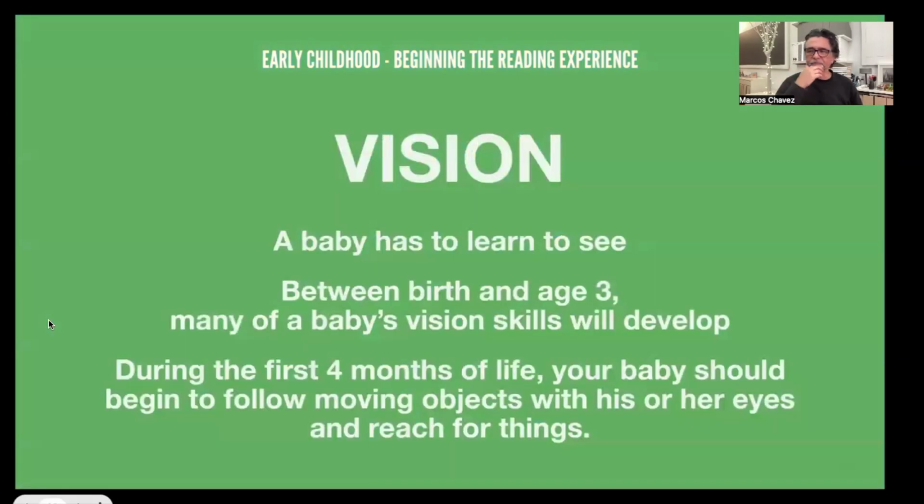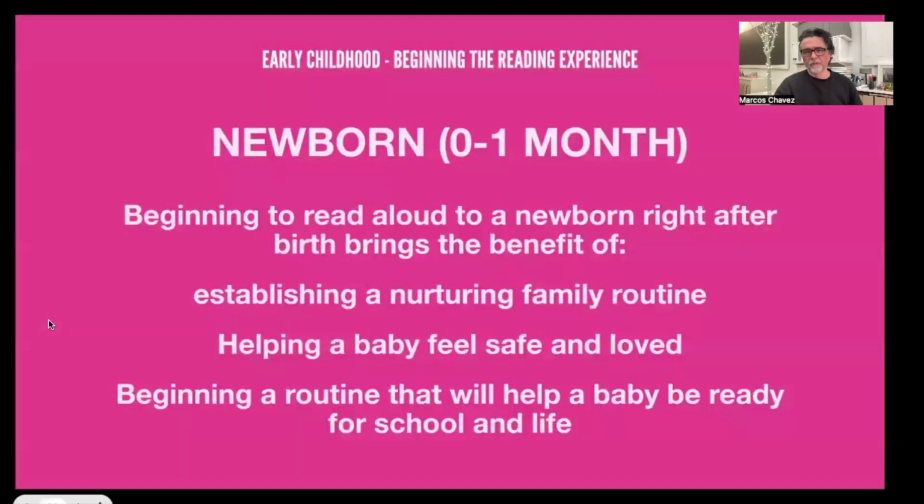And then another part of this that's really important in a way that maybe we don't recognize as much is vision. So a baby has to learn to see. We just don't open our eyes after being born and we can see and understand things as we do now. So between birth and age 3, many babies' vision skills will develop over that 3-year time. And during the first 4 months of life, your baby should begin to follow and move objects with his or her eyes and reach for things. So using this book as a way maybe to create that prompt to look and point and to have that visualness of it be part of your book experience, that's something you might want to consider in what you're doing.